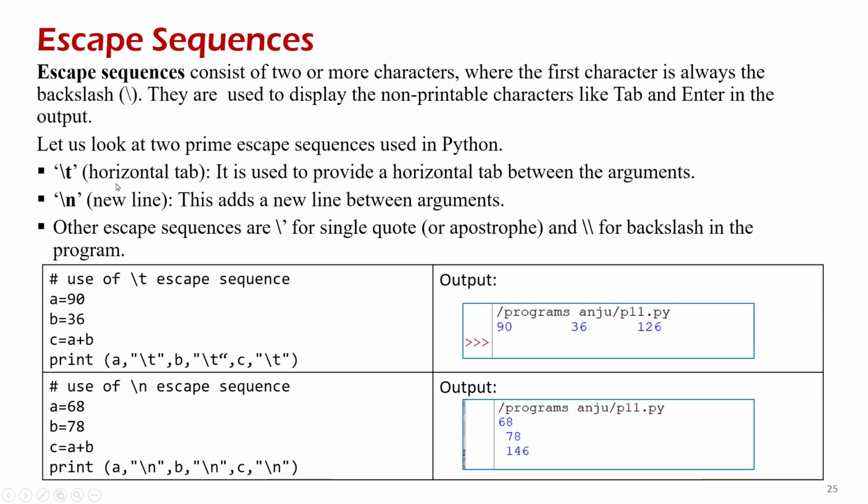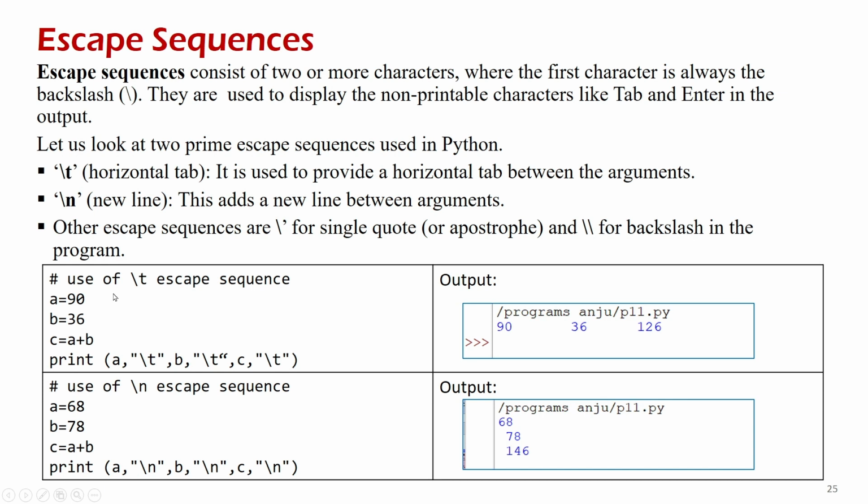Slash n is a new line character. This will add a new line between the arguments. It means if you are writing something and you put slash n in between two variables, then the value of the next variable, or the next string or whatever word you have written, will appear in the next line. Other escape sequences are slash and a single quote for the single quotation mark or apostrophe, and two backward slashes for a backslash in the program. If you want to give a backslash in the program, then you can use these also.